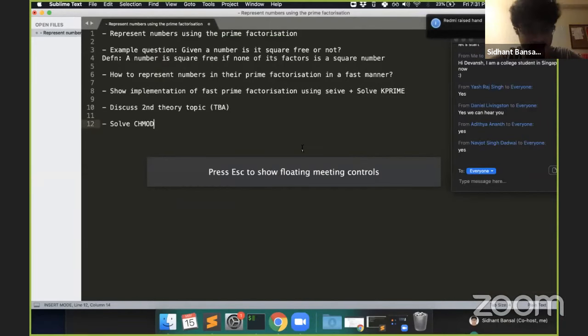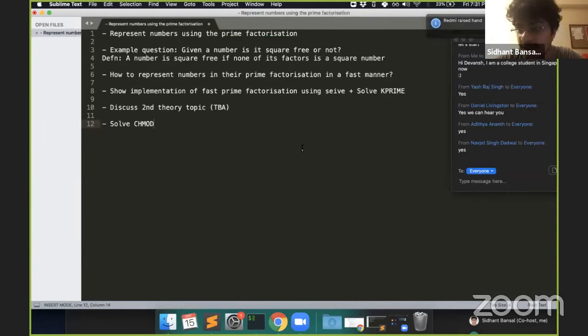I'm Sidhant, and this session is about week 5, I think, I'm not sure, but it's basically the mathematical topics of competitive programming. And everyone can see the Sublime Text, I assume.